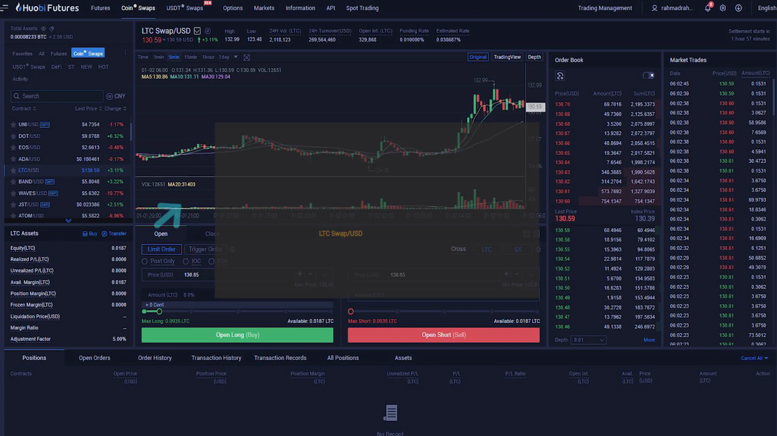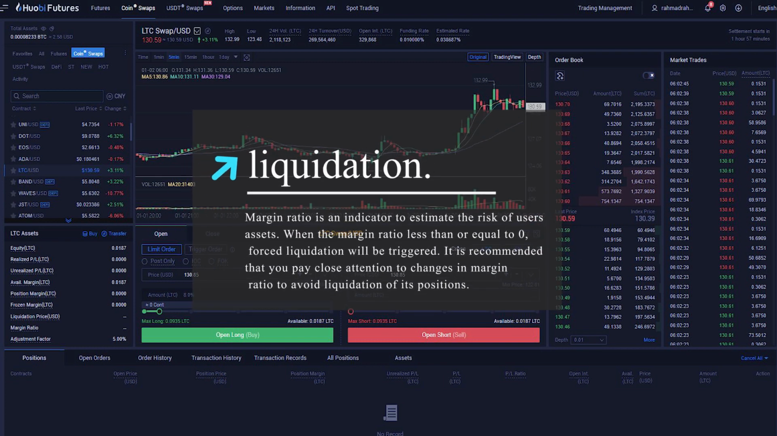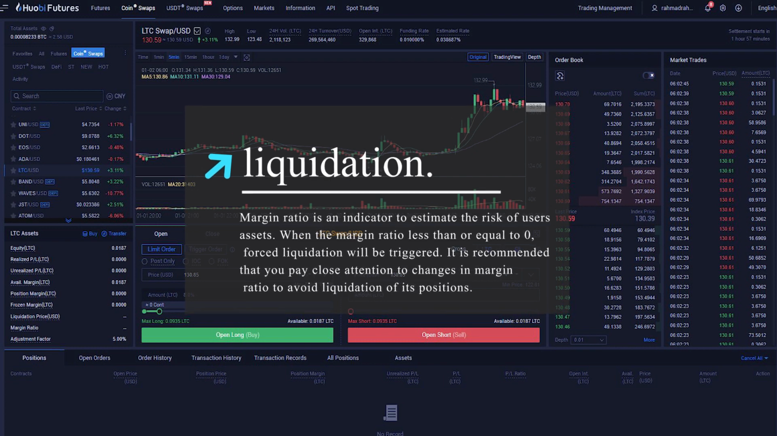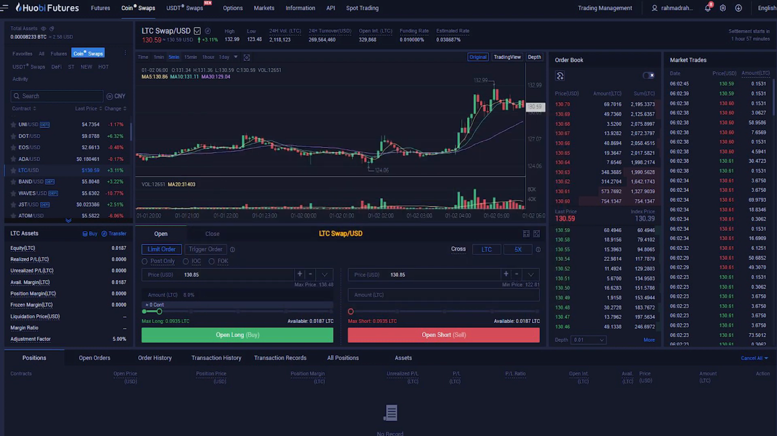Liquidation: margin ratio is an indicator to estimate the risk of users' assets. When the margin ratio is less than or equal to 0, forced liquidation will be triggered. It is recommended that you pay close attention to changes in margin ratio to avoid liquidation of your positions.